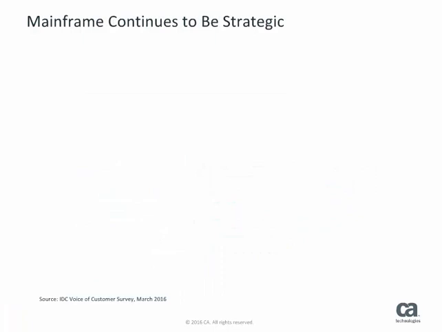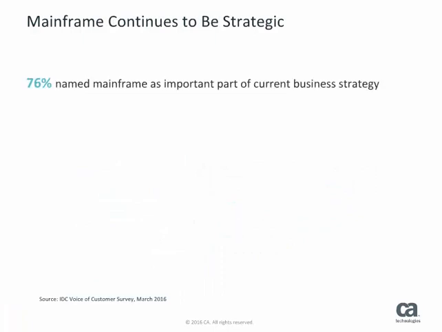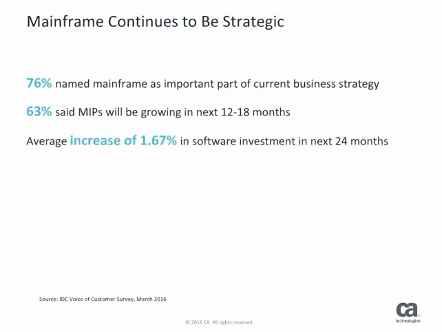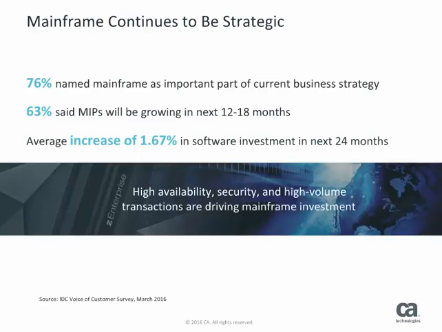In a survey of CA mainframe customers, business leaders said 76% named the mainframe as an important part of their current business strategy. 63% said their million instructions per second, MIPS, will be growing in the next 12 to 18 months. There will be an average increase of 1.67% in software investment in the next 24 months. High availability, security, and high-volume transactions are driving mainframe investment.